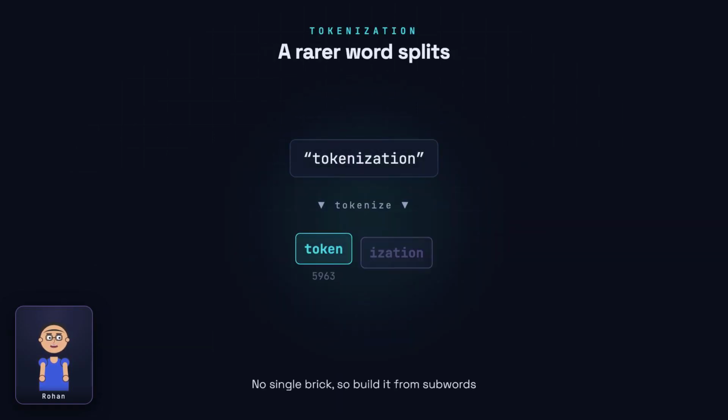Now a longer word, "tokenization". There's no single brick for the whole thing, so the tokenizer assembles it from pieces it does have. "Token" plus "ization". 1 word, 2 tokens. This is the subword idea in action. The model never sees the word as a unit, it sees these fragments.